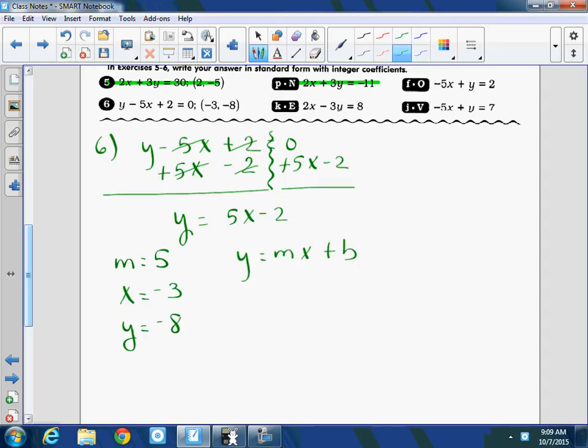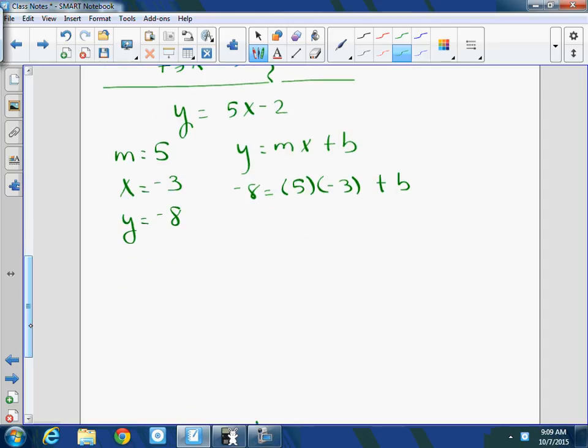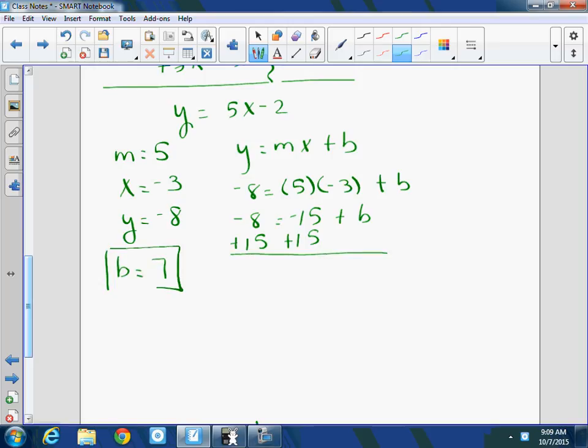All right. So let's see. What's y? -8. What's m? 5. What's x? -3. And then I'm going to solve for b. What's 5 times -3? -15 plus b equals -8. Now I'm going to say plus 15. What is b? 7. There you go. So now I got the two things that I need. So I got my m and I got my b.